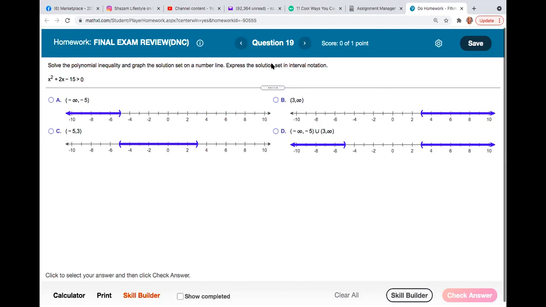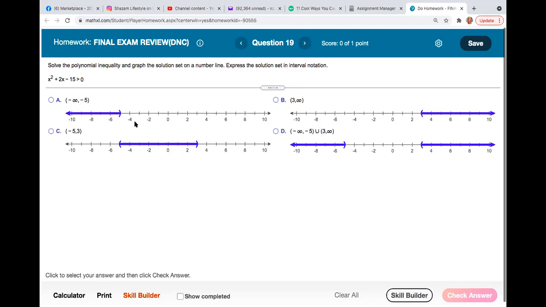Guess and check it. For example, on this one right here, if I were to take 0 from letter C, 0 is included in letter C. If I plug it in here for every x, I get negative 15 is greater than 0. That's false. Negative 15 is not greater than 0. So the answer cannot be letter C. Okay, so you get rid of that one.